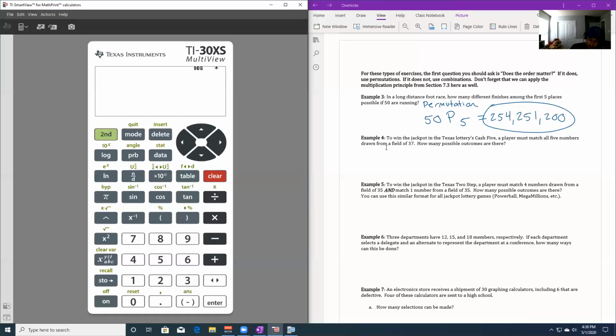Meaning that you have 37 numbers to choose from, and you must match all 5 numbers. So that would be 37 combination 5. Which means you have a chance to win out of 435,000 possible ways for those numbers to fall.